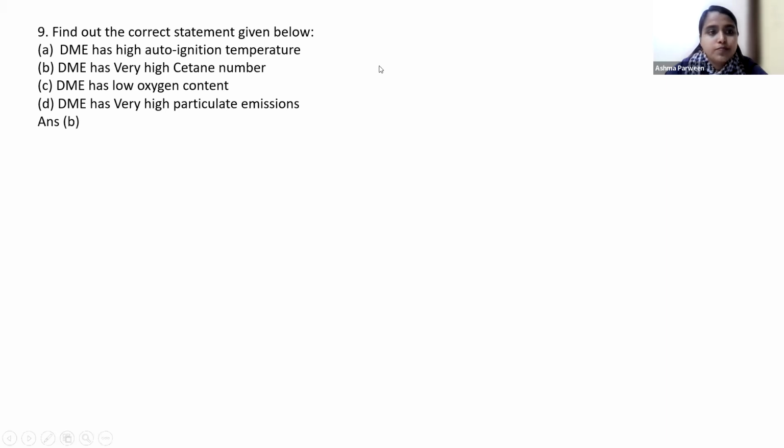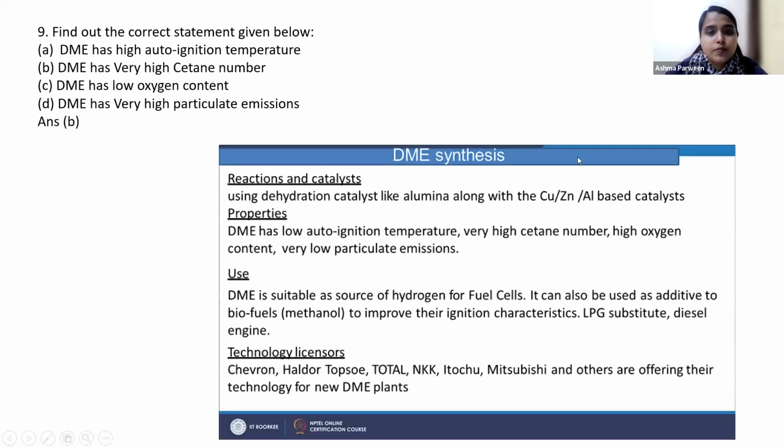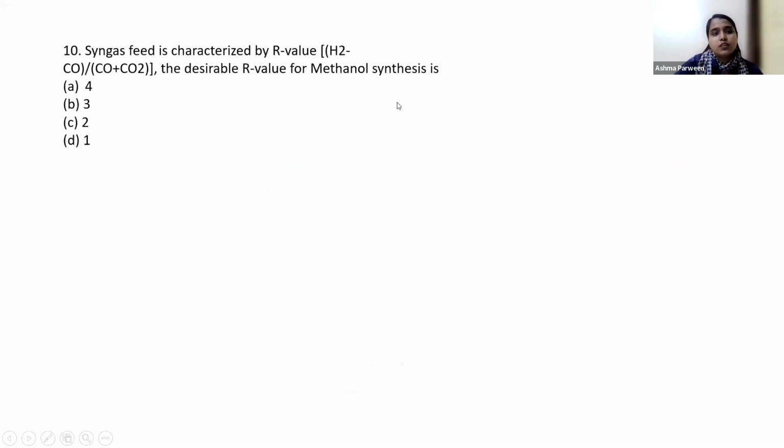Okay. The correct answer is B, that DME has very high cetane number. Next question. This is the last question of the assignment. So here you can see the properties of DME is that it has low auto ignition temperature, very high cetane number, high oxygen content, and very low particulate emissions. So the correct answer is B, that DME has very high cetane number. Next question.